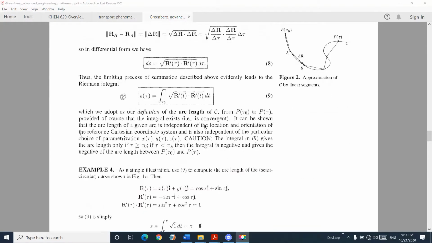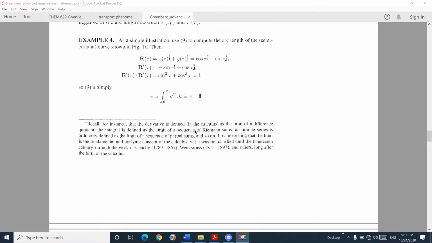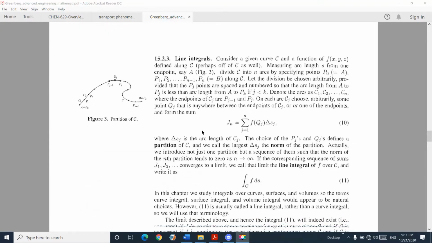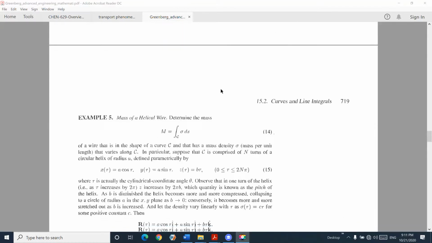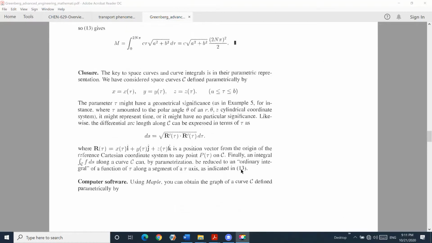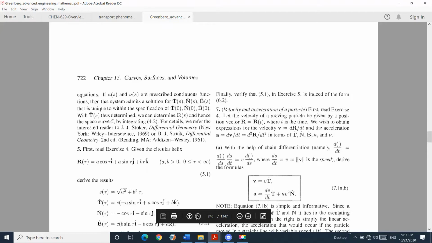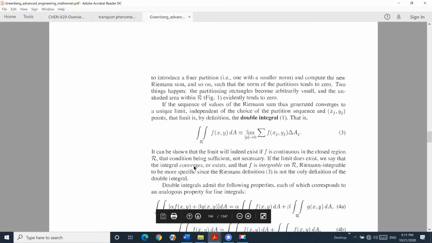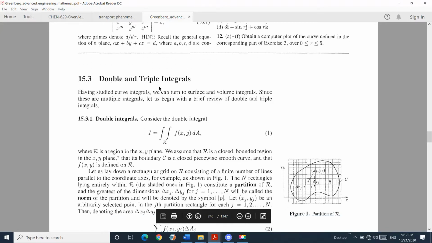When we continue inside of chapter 15, these are the line integrals, basic mathematical definitions, and important concepts. In the exercise part, section 15.3 gives us the double and triple integrals.